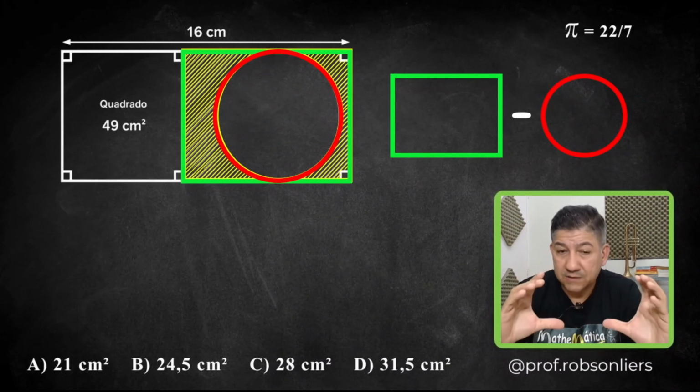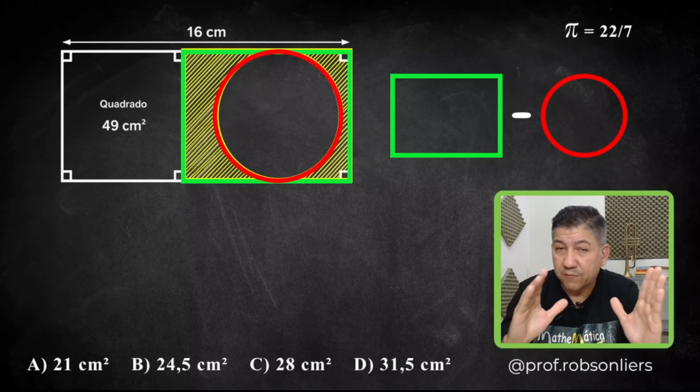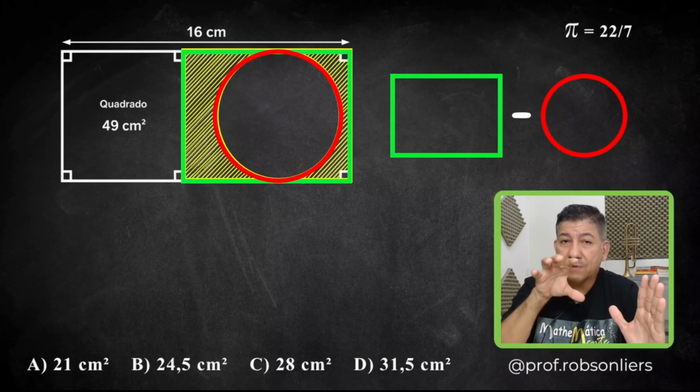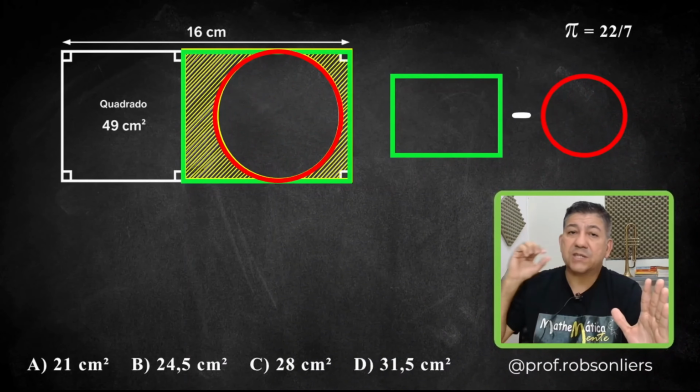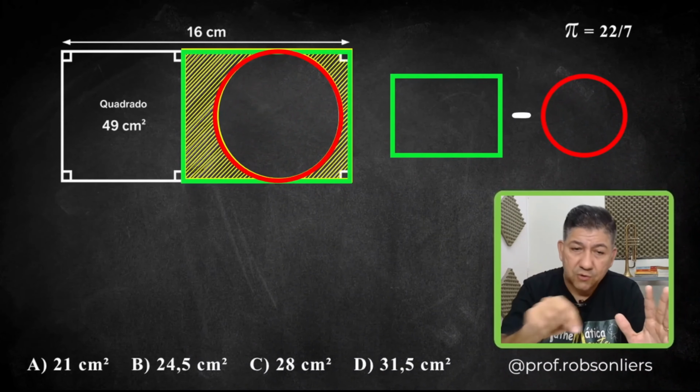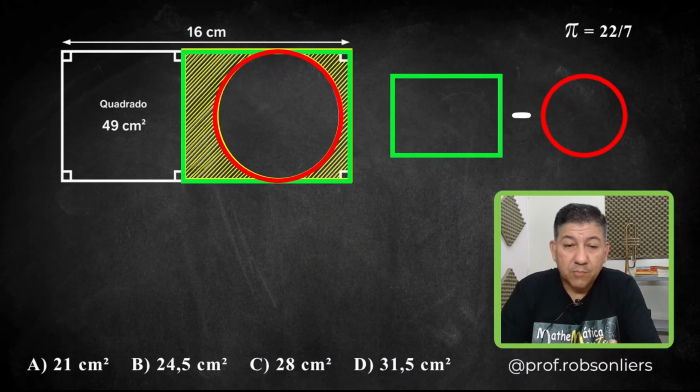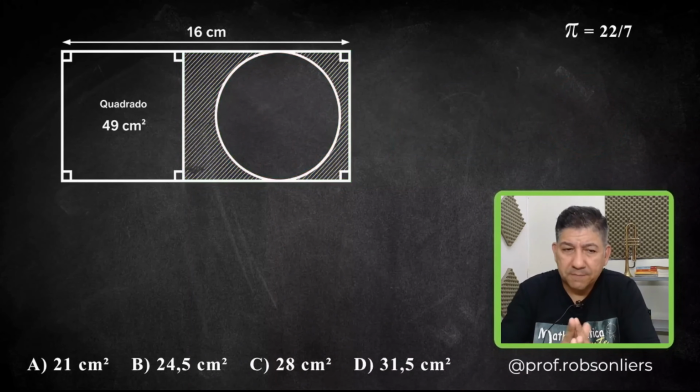We'll calculate the area of the rectangle. Let's imagine a sheet of paper. Then we'll calculate the area of the circle and subtract the area of the circle. We'll be left with just that little yellow area there. Well, and how do we calculate that? Pay attention. Let's go step by step here.